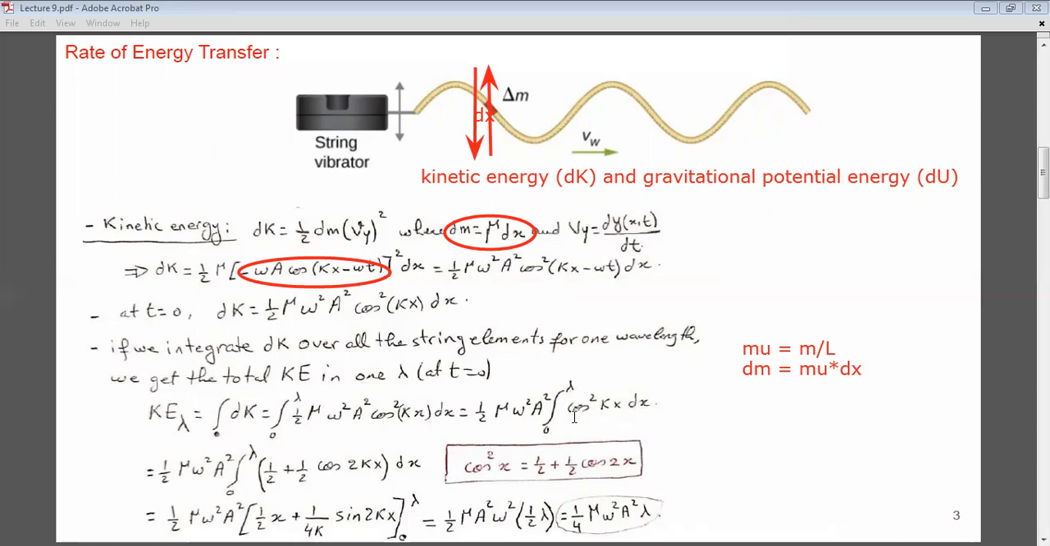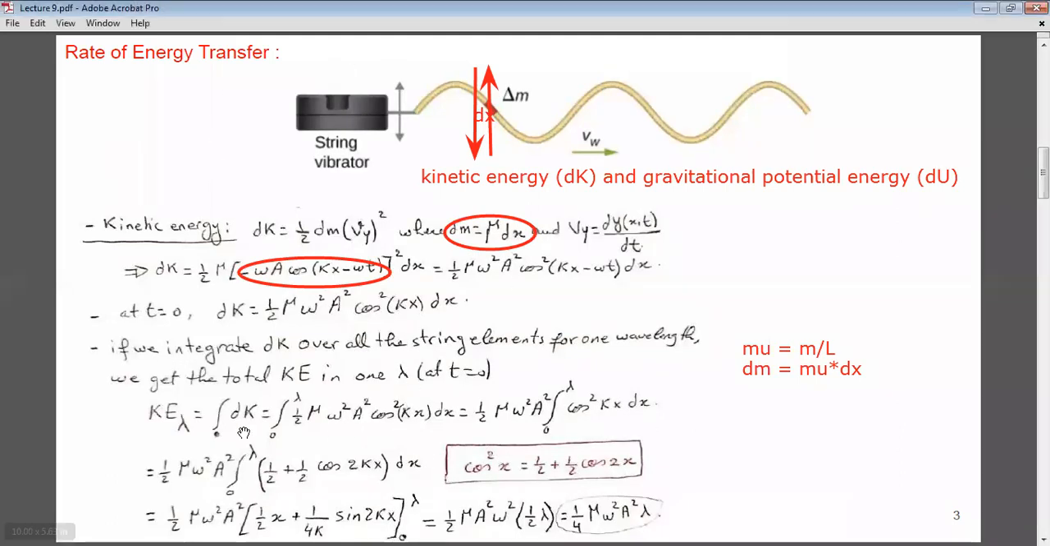What is the integral of cosine square kx? Here you have to remember the identity: cosine square x is equal to half plus half cosine 2x. So I integrate half plus half cosine 2kx dx. The integral of half is half x. The integral of half cosine 2kx is 1 over 4k sine 2kx, from 0 to lambda.